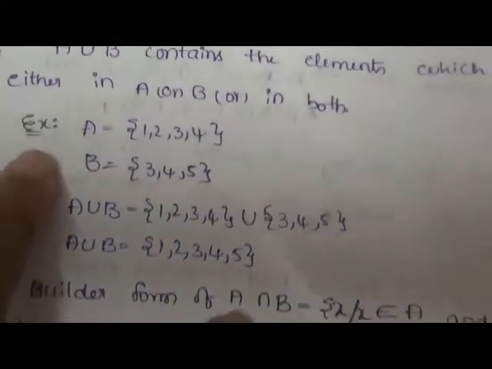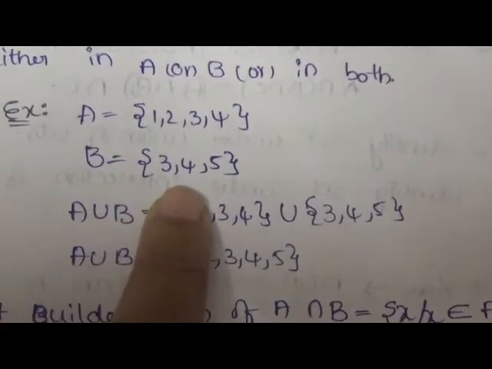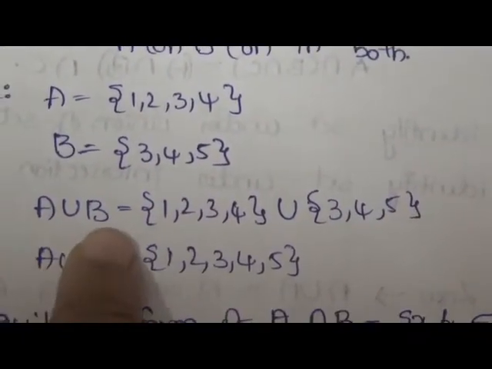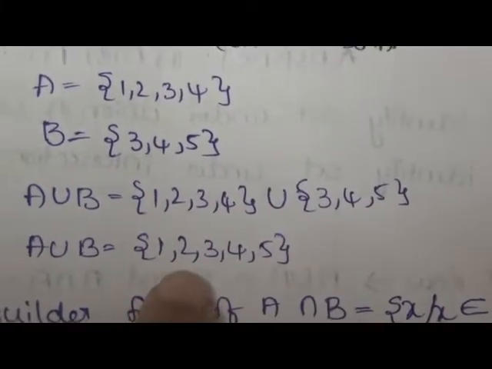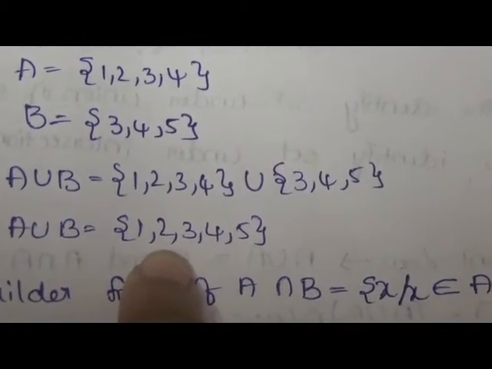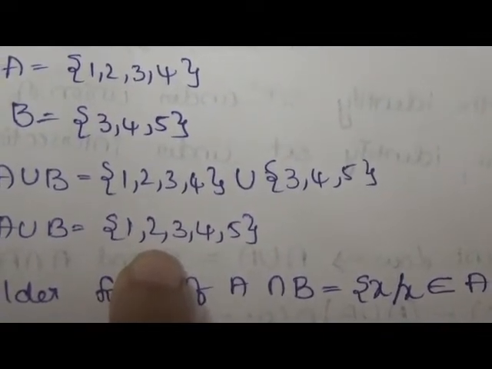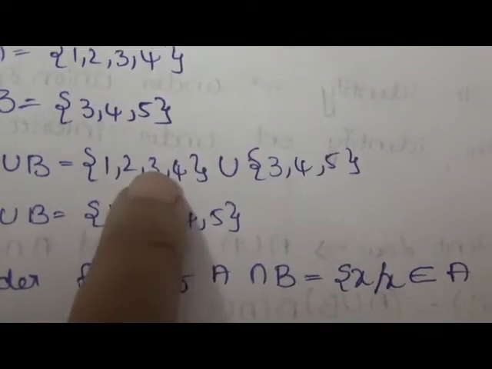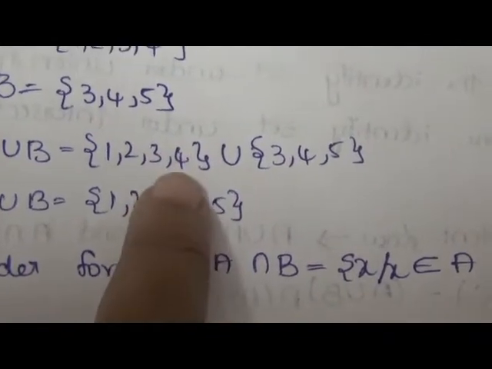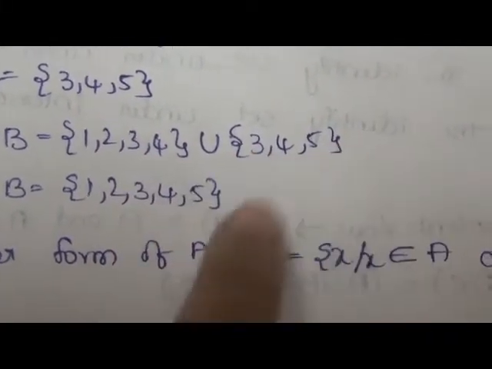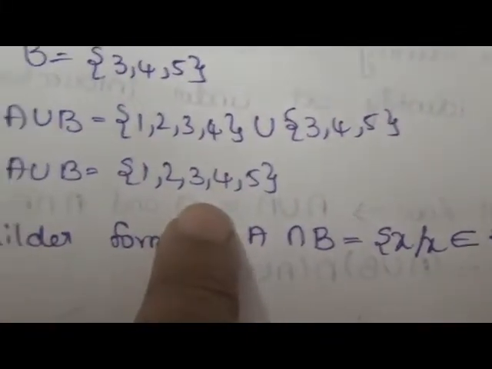Okay. For example, A is equal to 1, 2, 3, 4. B is equal to 3, 4, 5. A union B means 1, 2, 3, 4 union 3, 4, 5. All the elements you have to write in this A union B set. But as I already said, the repeated numbers should be written only once. So 1, 2, 3. In both the sets 3 is there, so you have to write it only once. So 4, you have to write it once. 5. So A union B, all the elements belonging to both of these sets have to be written here.